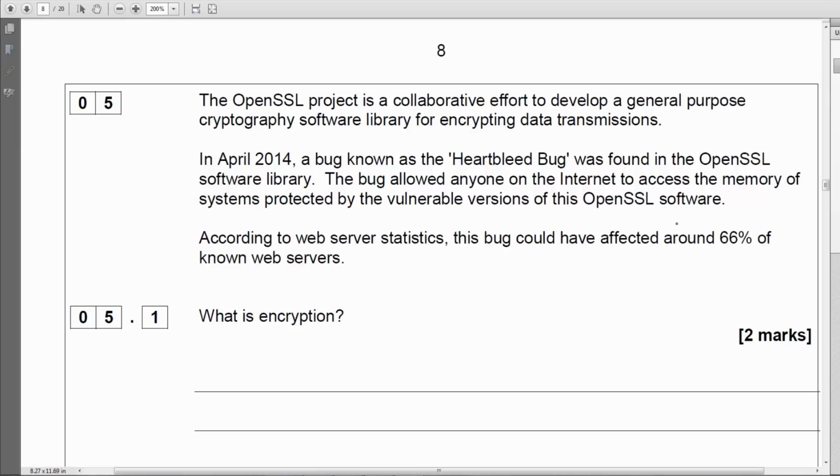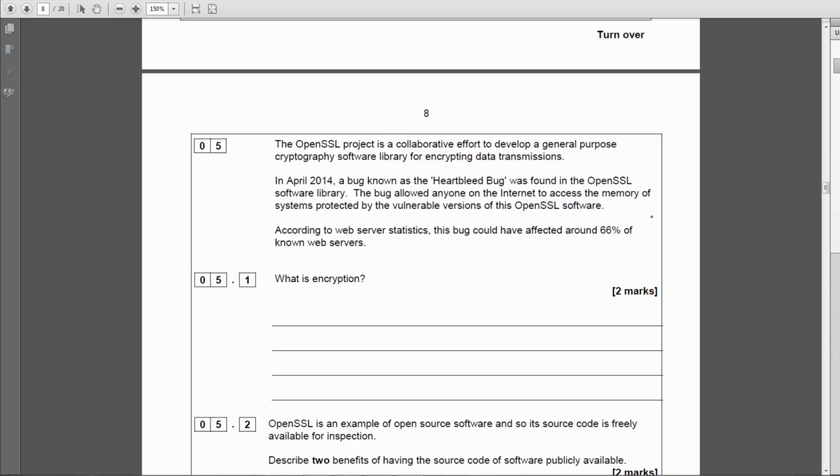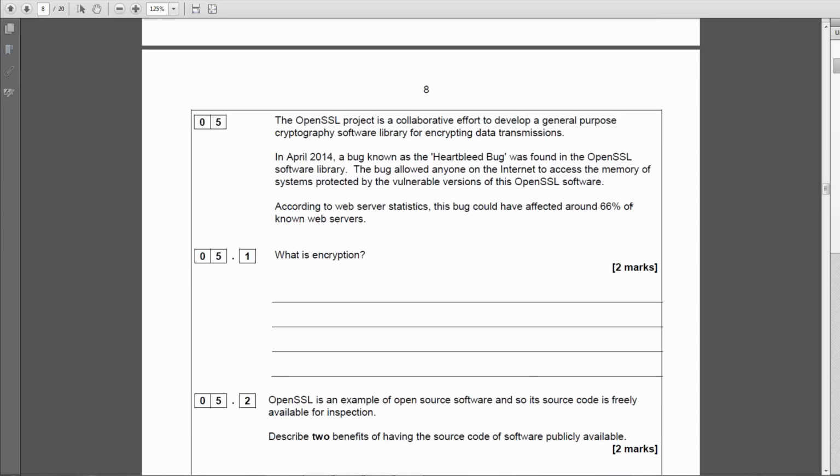Okay, question 5. So let me zoom out. The OpenSSL product is a collaborative effort to develop a general-purpose cryptography software library for encrypting data transmissions. In April 2014, a bug known as the Heartbeat bug was found in the OpenSSL software library. The bug allowed anyone on the internet to access the memory of systems protected by vulnerable versions of this software. According to web server statistics, the bug could have affected around 60% of known web servers. Okay, first question is what is encryption?